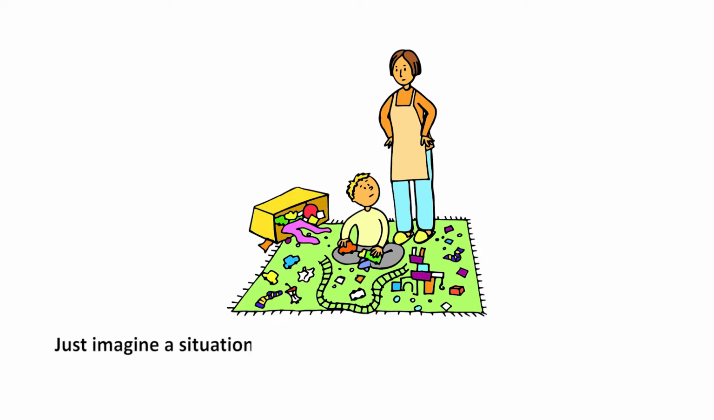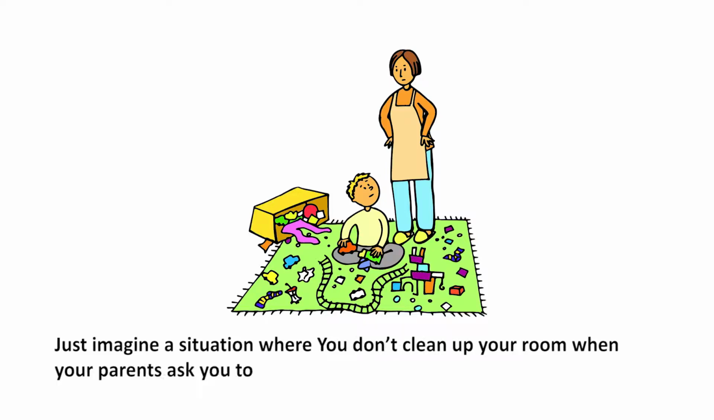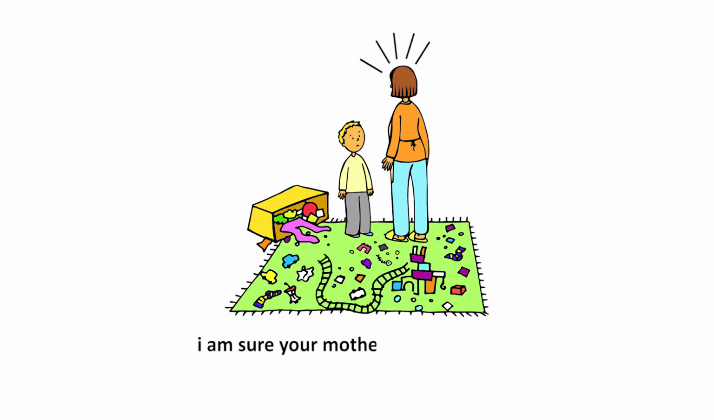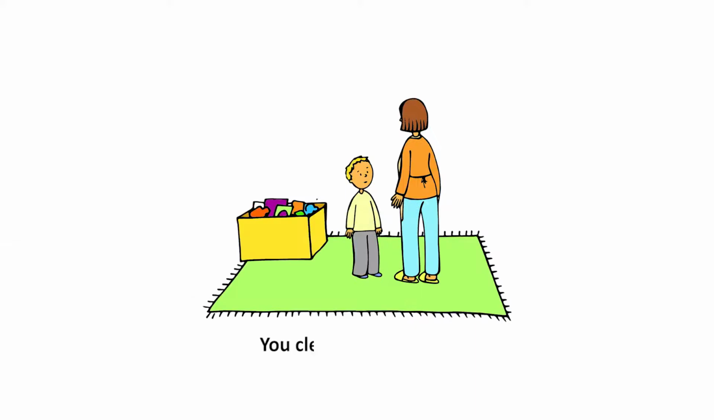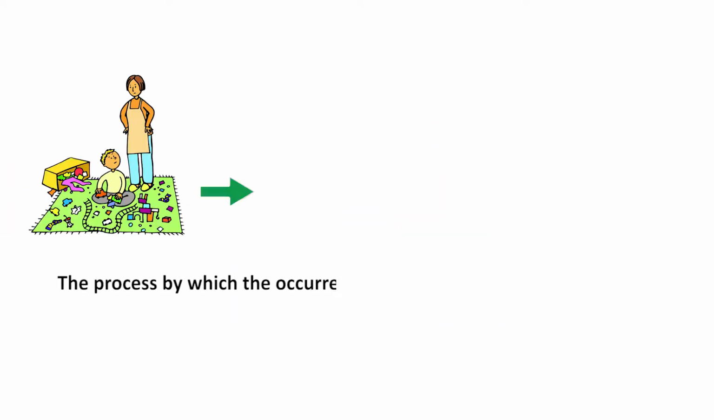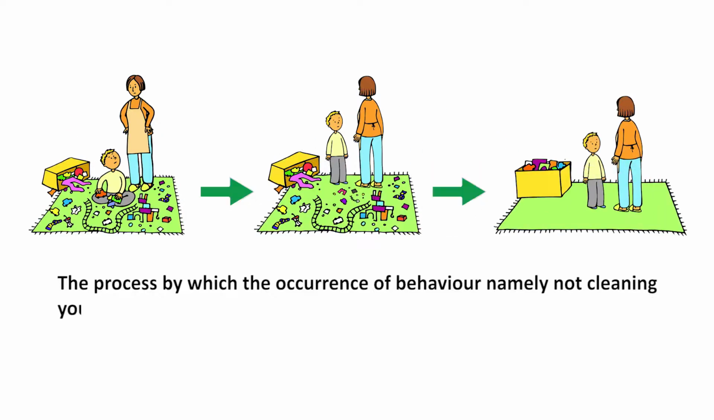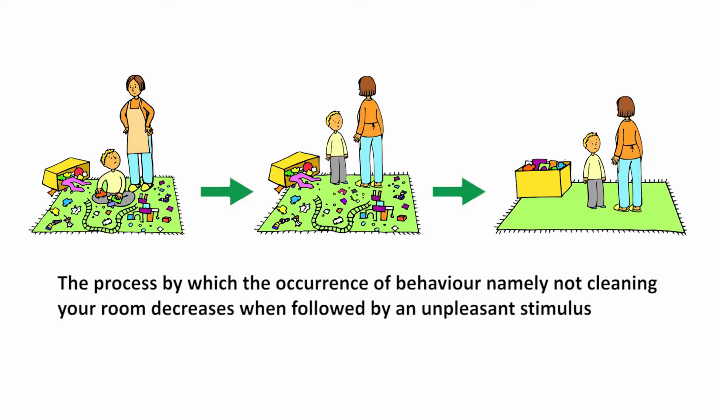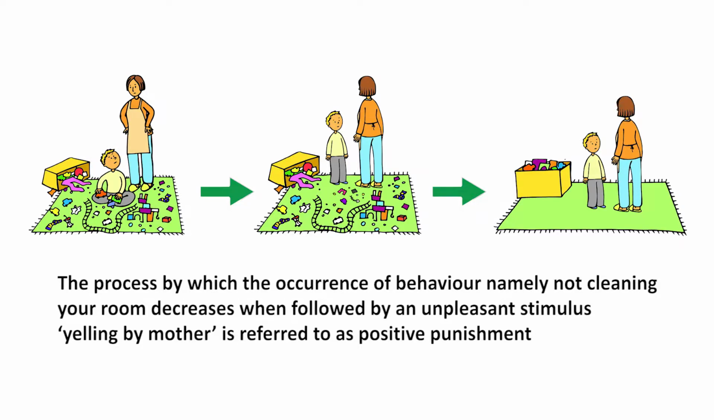Just imagine a situation where you don't clean up your room when your parents ask you to. I'm sure your mother will yell at you. What do you do now? You clean up the room. And even after, you try to keep your room clean for one reason, to avoid being scolded. Hence, a process by which the occurrence of behavior, namely not cleaning your room, decreases when followed by an unpleasant stimulus, yelling by mother, is referred to as positive punishment.